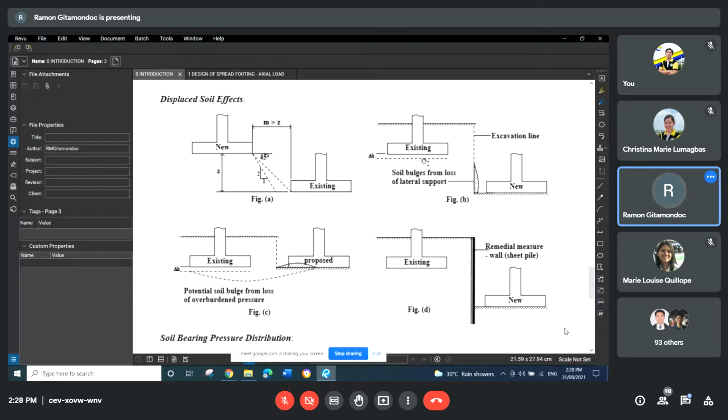and that will result into settlement of the existing foundation. So to avoid this from occurring, no, we have to place a remedial measure, for example, a sheet pile, no, or a retaining wall to retain the soil, no, in the higher ground, shown in Figure D.